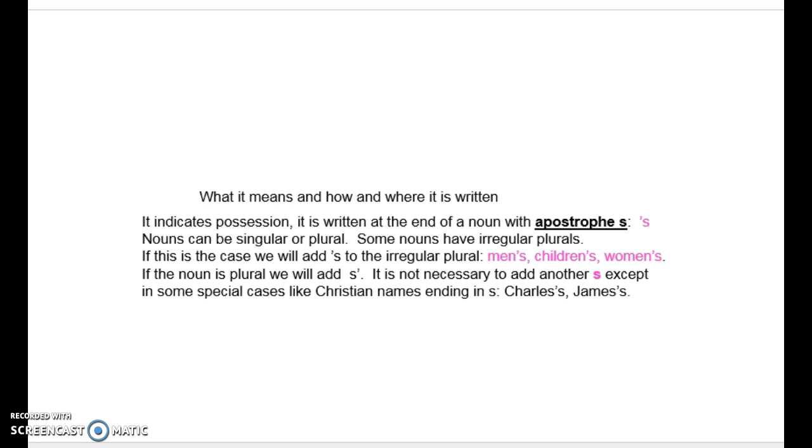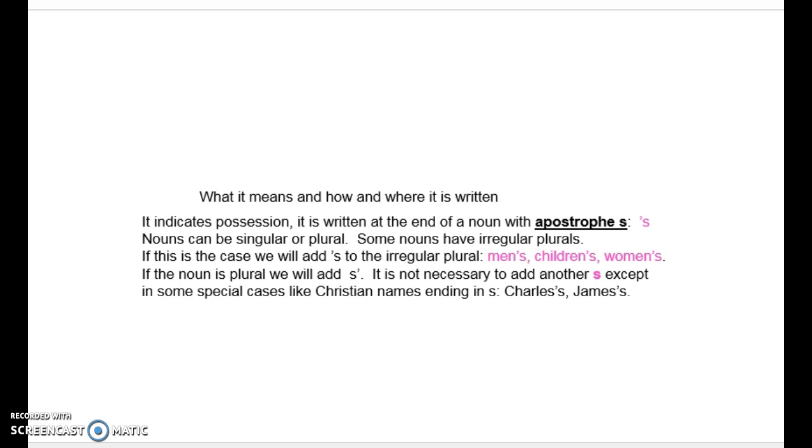As we have said, it indicates possession. It is written at the end of the word, at the end of the noun with an apostrophe S. As you have seen, they can be plural nouns or singular nouns. When we have an irregular pure plural, for example, like men, and you have an apostrophe S, it means men's, or children, which is also an irregular plural, you have an apostrophe S on children.